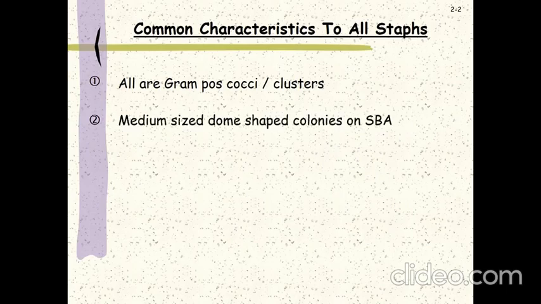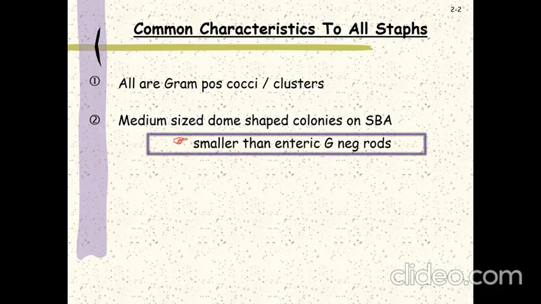The next point, point number 2 of the 4 common characteristics of all staphs, is that these are medium-sized, dome-shaped colonies on an SBA. They're really pretty uniform. You don't see any that are huge and just take over the plate. That doesn't happen with staph. That would be extremely weird. But you get these medium-sized, dome-shaped colonies on the SBA.